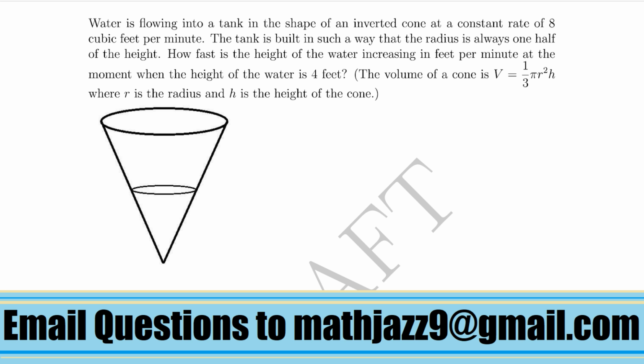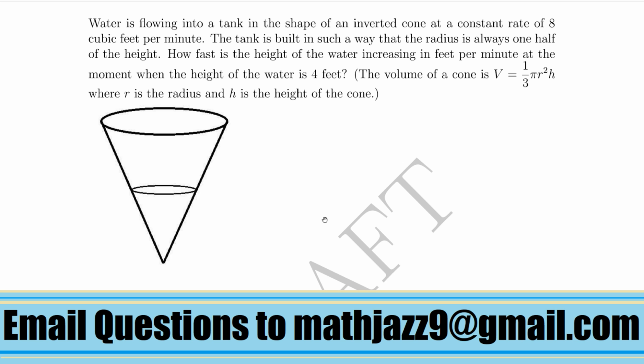This water is flowing into a tank in the shape of an inverted cone at a constant rate of 8 cubic feet per second. So that means the derivative of the volume of water with respect to time is equal to 8. Okay, so what does that mean? That means that we're getting 8 cubic feet of water every minute. It means that dV/dt is equal to 8.